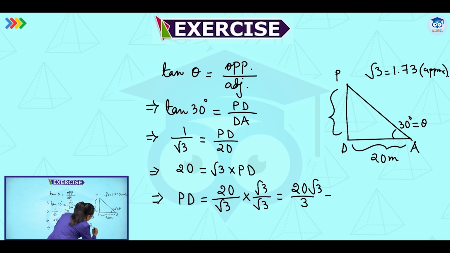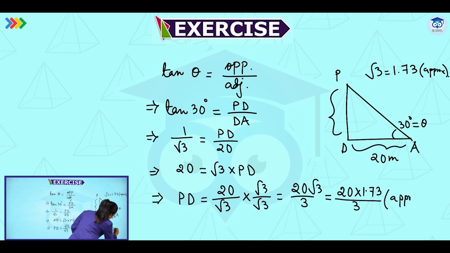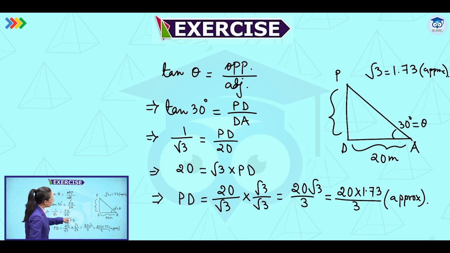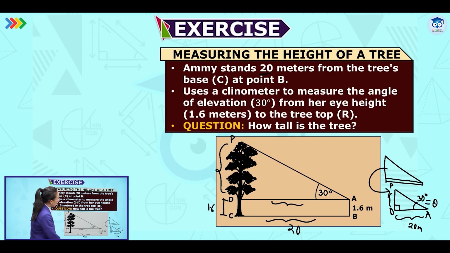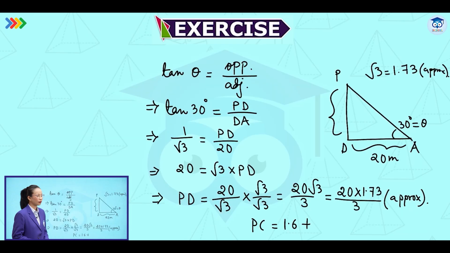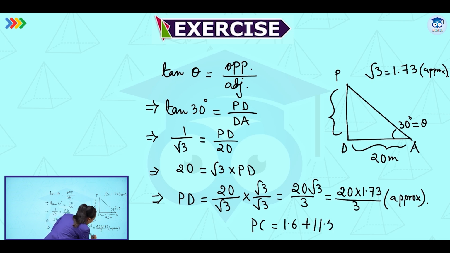So we will substitute here now: 20 into 1.73 upon 3, approximate value. And then we will add this value to 1.6 because we know that this is 1.6. So DC plus PD becomes PC. Now we have to calculate this. We have this value approximately as 11.53.